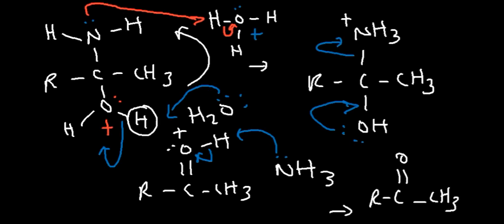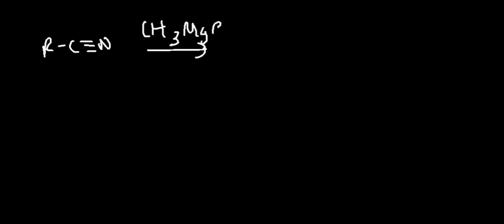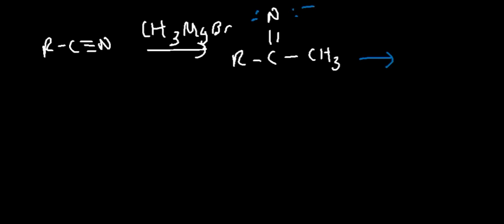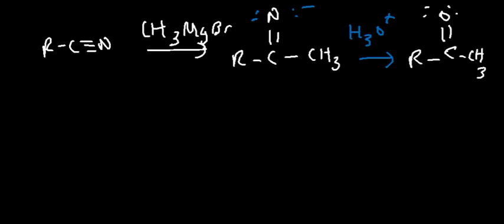So the overall reaction for this process, what we did is we started with a nitrile. And then we add a Grignard reagent. So it turned into an imine, which looked like this. And then once we add H3O+, pretty much all we got to do is replace the nitrogen with an oxygen. So we now have a ketone. So that's how you can convert a nitrile into a ketone.